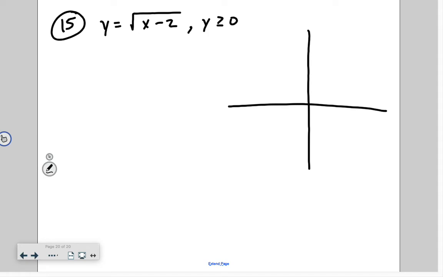We've got a square root function. What's the -2 do to the square root function? Moves it to the right 2. That's a horizontal shift because it's under with the x, and it's the opposite direction. So we would have, there's your sketch of the graph right there.